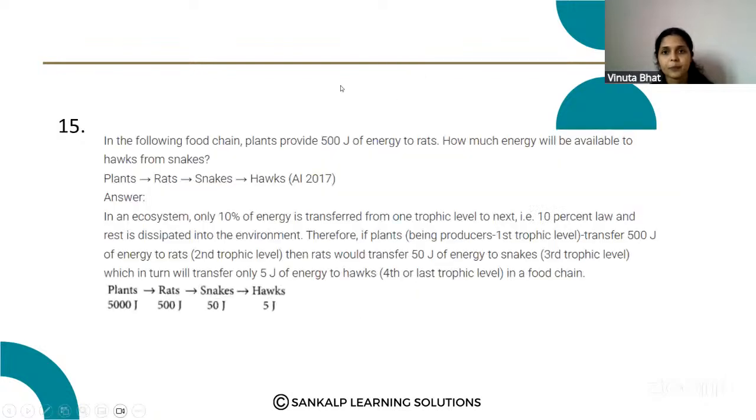Next question. Please read the question. In the following food chain, plants provide 500 joules of energy to the rats. How much energy will be available for the hawks and the snakes? How much energy is available for the hawks and the snakes? Just read the question.